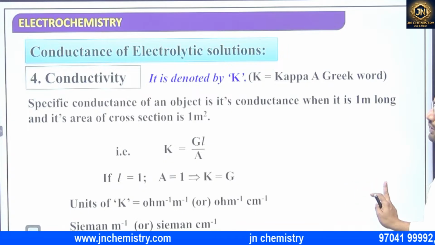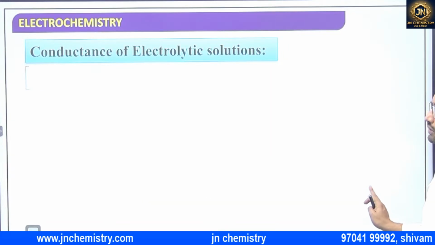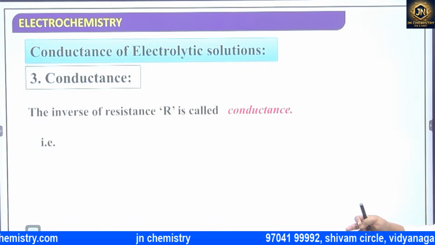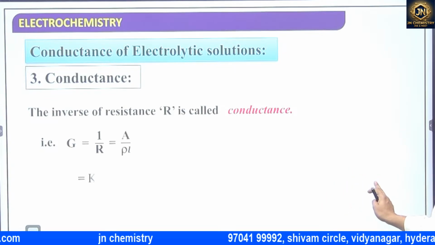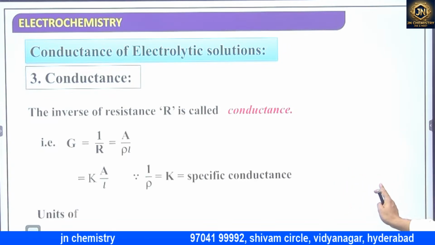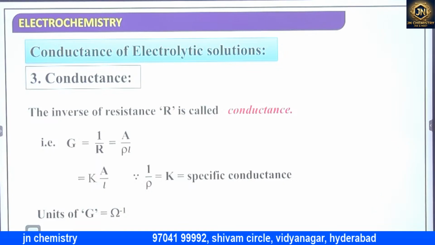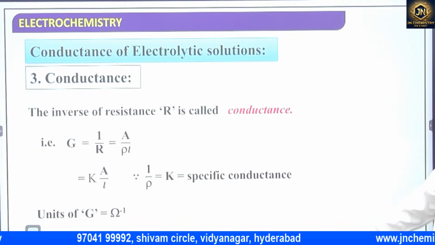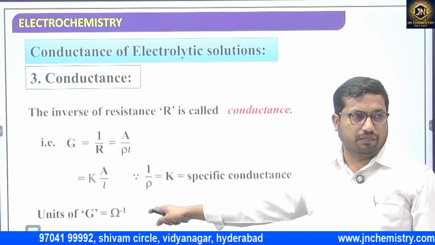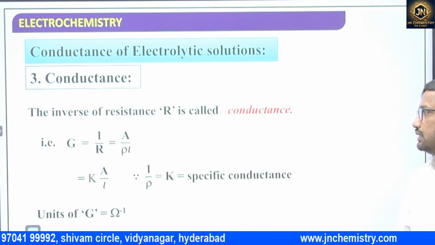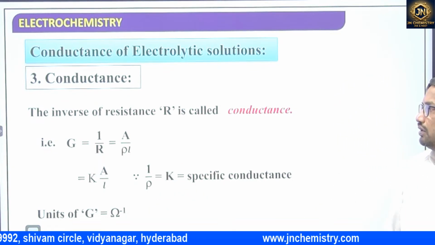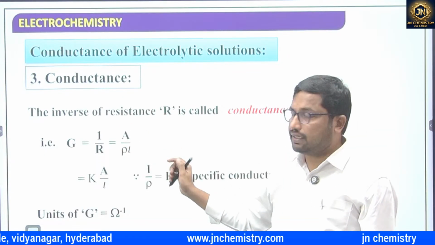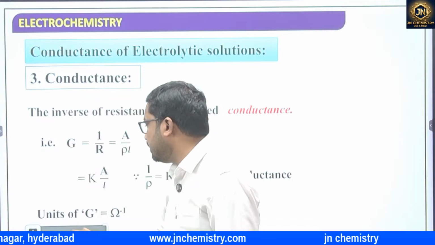Conductance: the reciprocal of resistance is called conductance. Simple. Its units are ohm inverse. K is equal to 1 by rho, the specific resistance. K is equal to the R value, we just need to keep it like this.